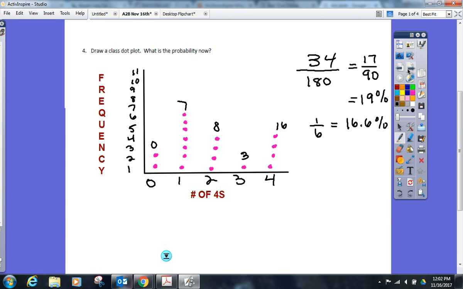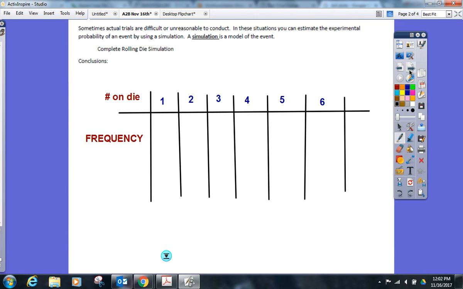Watch and learn. This is my final go here. All right? Now, is it really realistic of me to say, hey, guys, can you roll your die 300 times? Probably not. We don't have the time for that. That's unrealistic. So what we do instead is we create what's called a simulation of the event.